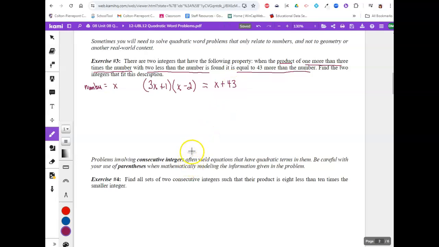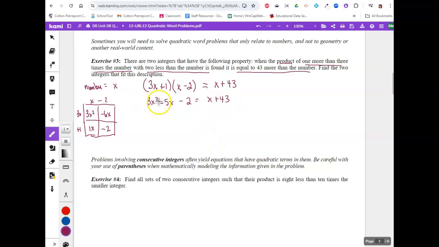Okay, so now we want to multiply this out to get our quadratic equation. I'm going to make my little box over here off to the side to make it a fast multiplication. All right, here's my box. We have 3x plus 1. We have x minus 2, which gives me 3x squared minus 6x plus x, and then minus 2. So when I combine my terms, 3x squared minus 5x minus 2 is equal to x plus 43.